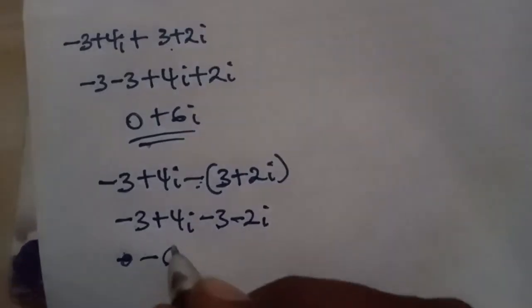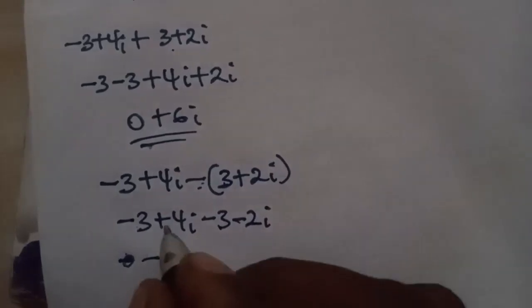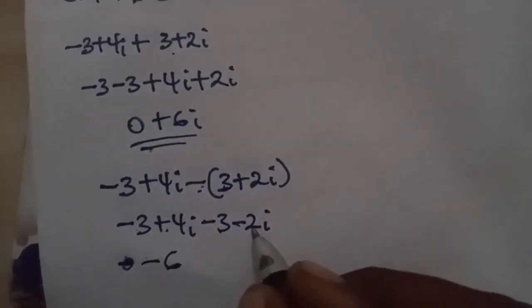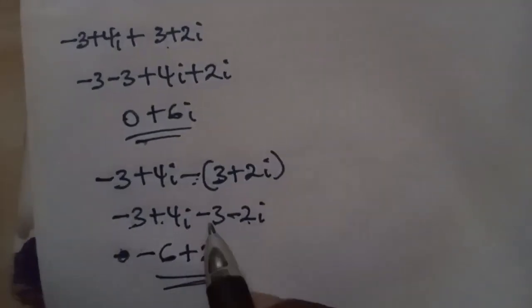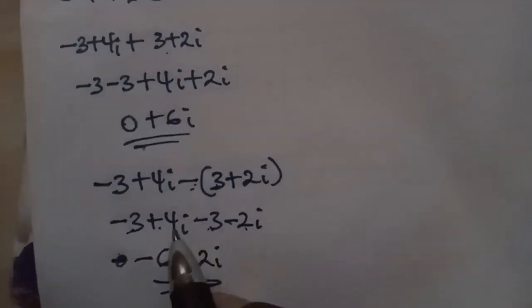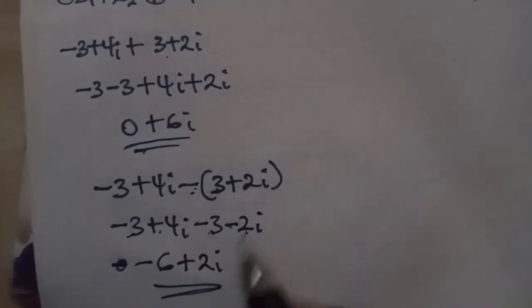Then here and here is going to give you 4i minus 2i, which is 2i. Minus 3 minus 3 is minus 6. 4 minus 2 is giving you 2.